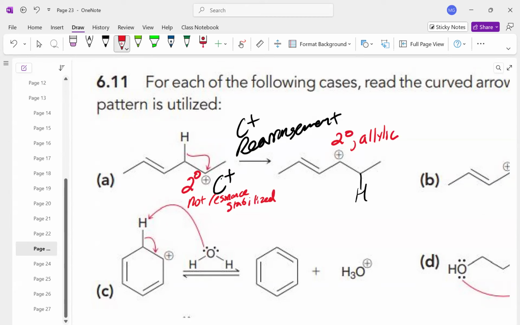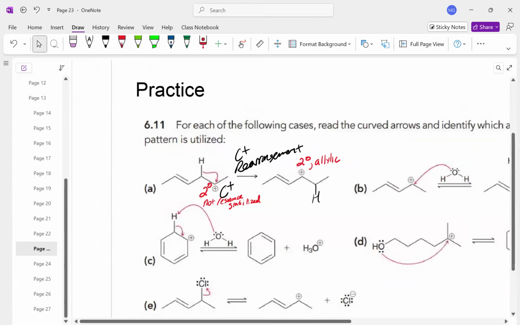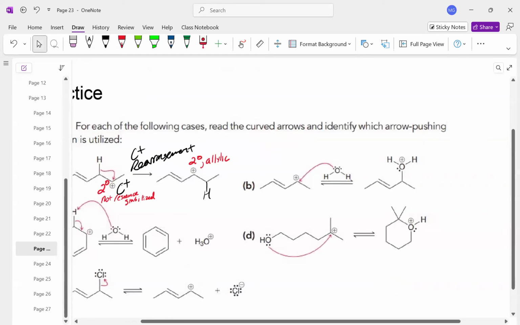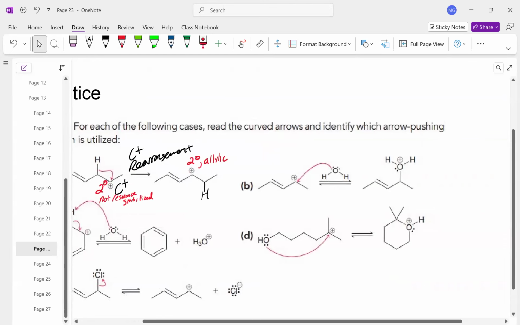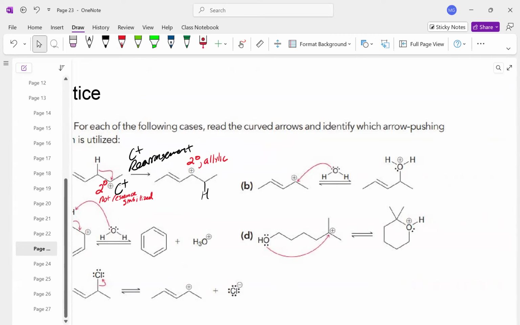So that's why that rearrangement would happen. So that's just a little rabbit trail, but kind of something important to note. Okay, so let's take a look at B. All right, now just because there's a carbocation there doesn't mean this is a rearrangement. No, you have to look and see what happened.